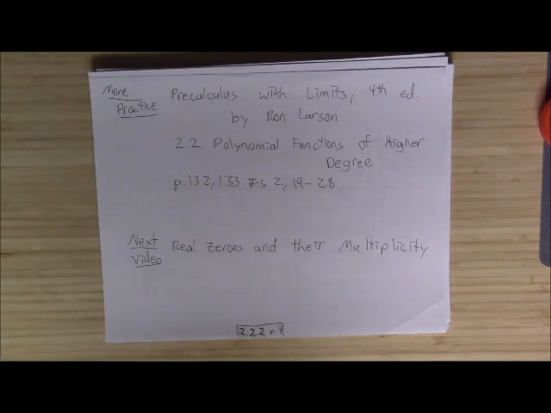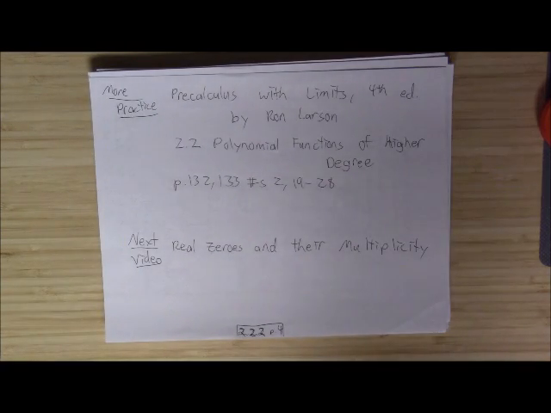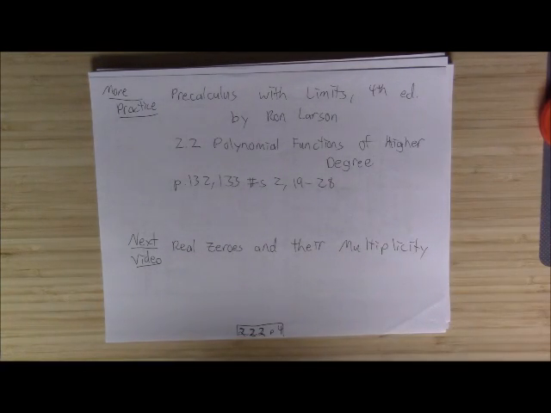For more practice working with end behavior, be sure to see pages 132 and 133 and work these problems from the textbook. In our next video, we'll talk about real zeros and their multiplicity for helping us graph polynomials.